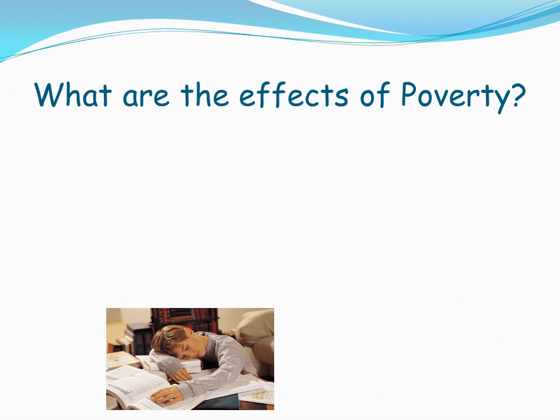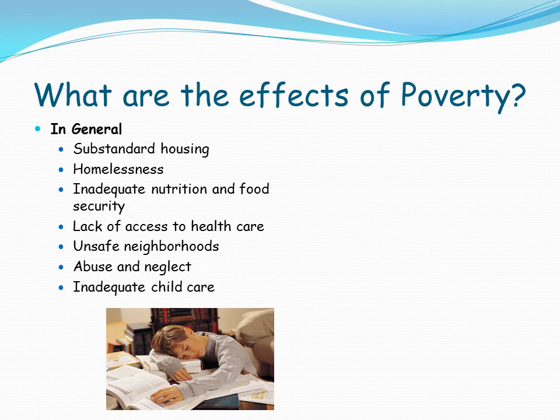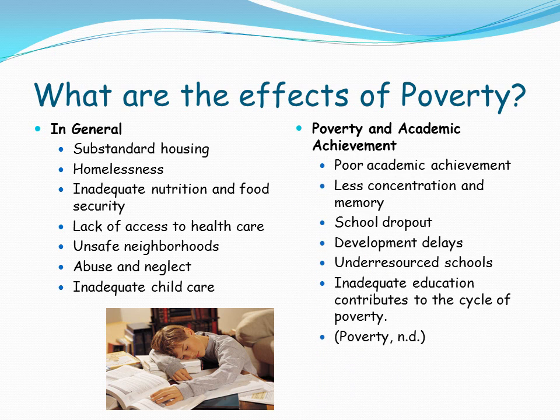What are the effects of poverty? In general, substandard housing, homelessness, inadequate nutrition and food security, lack of access to health care, unsafe neighborhoods, abuse and neglect, and inadequate child care. Poverty and academic achievement: poor academic achievement, less concentration and memory, school dropout, developmental delays, under-resourced schools, and this inadequate education for these children contributes to the cycle of poverty.